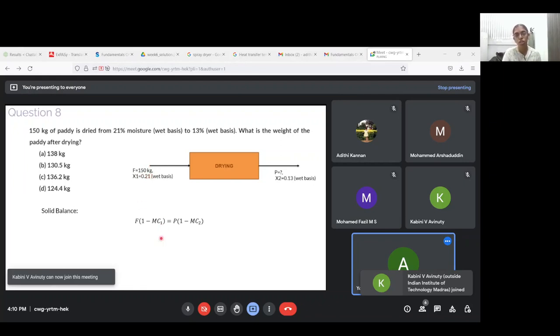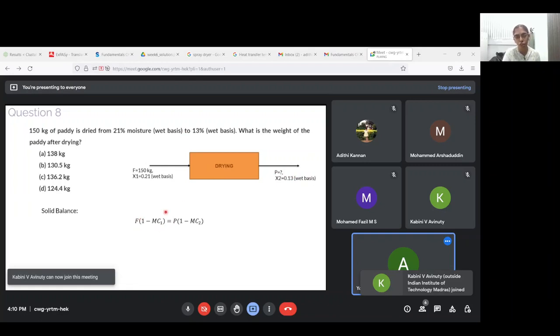So 1 minus your moisture content will be your dry solid. Moisture content into F will be your water vapor. So if I say 0.21 of 150 kg is water vapor, then 1 minus 0.21 of 150 will be the dry solid. Same way for your product also. If 0.13 of the product is water vapor, 1 minus 0.13 will be your dry solid. So since dry solid does not change in your drying process, this will be your solid balance.